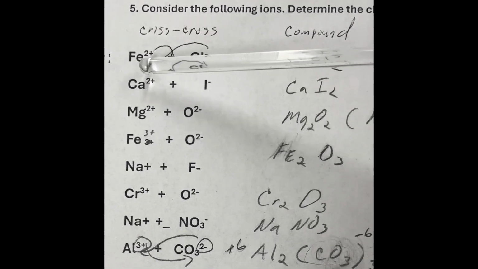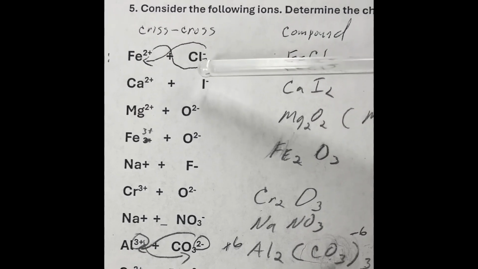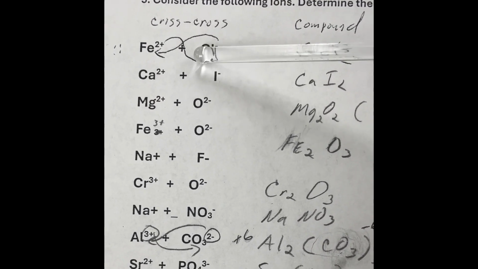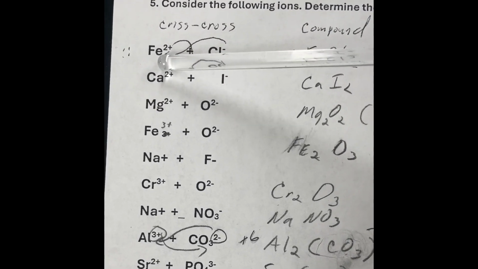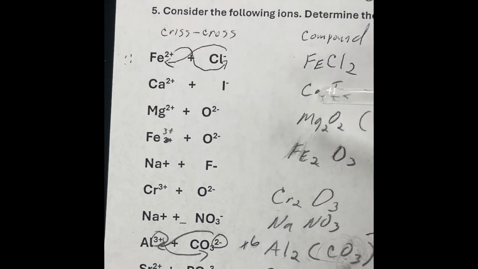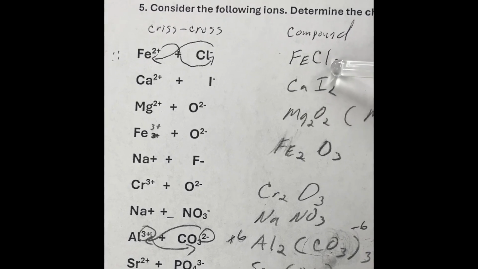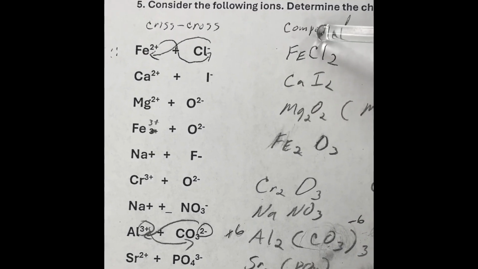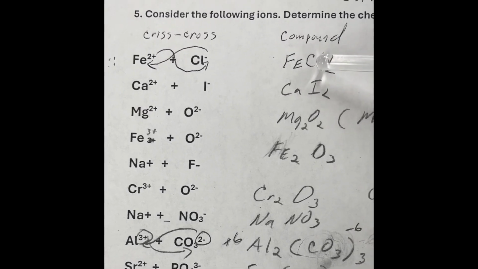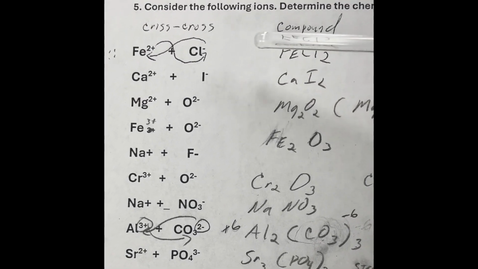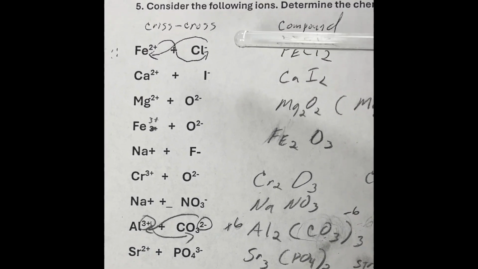So if this is a double positive and this is a single positive, you need two Cl's that would join with this double positive iron ion, forming FeCl2. So this is a neutral compound. Again, +2 and then 2 -1s. We could do it the fast, quick way, do crisscross.